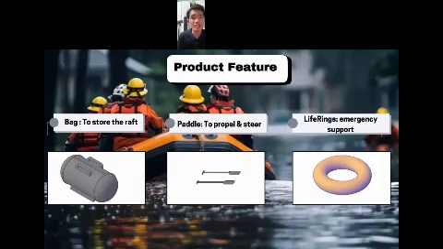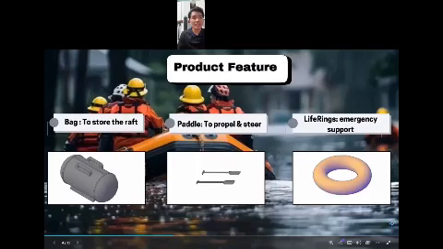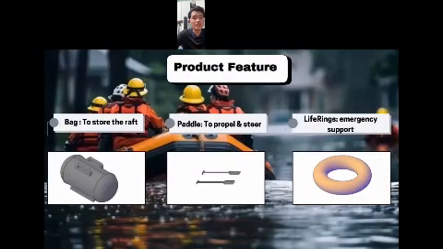So for the next product feature, which is the paddle. For the paddle, we are using a single-bladed paddle type. This type of paddle has a blade on one end and a handle on the other side. It is commonly used in rafting activities. The paddle can also be used as a safety mechanism in case wild animals try to harm us.